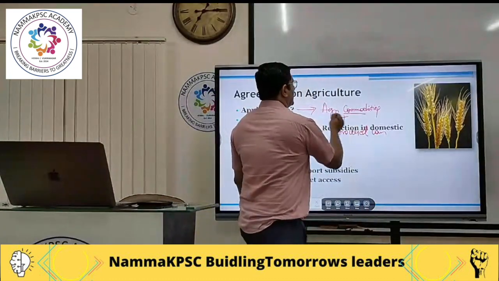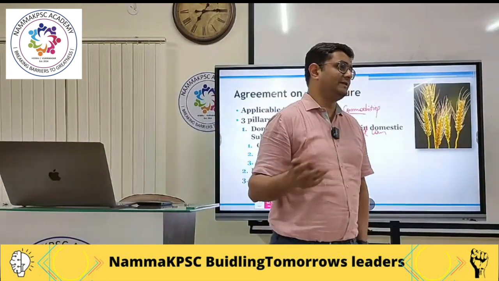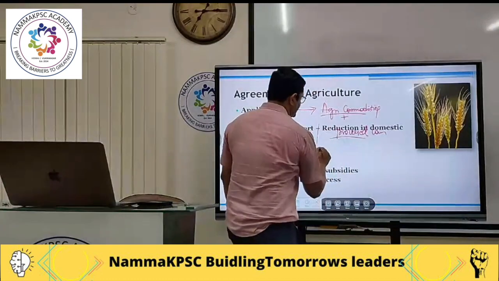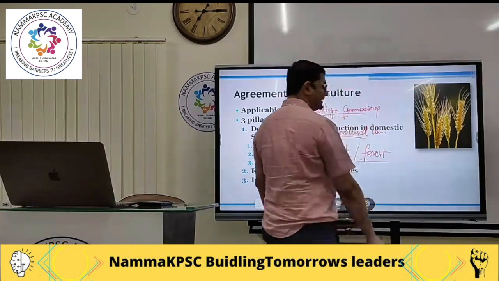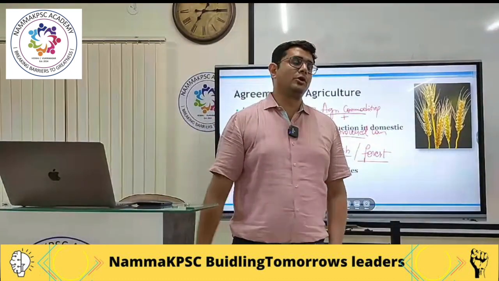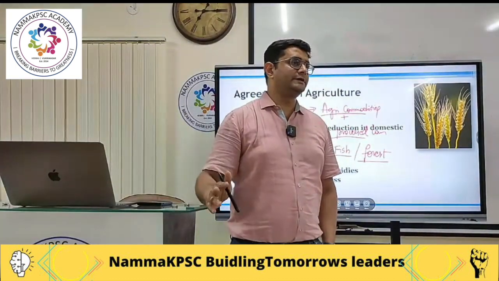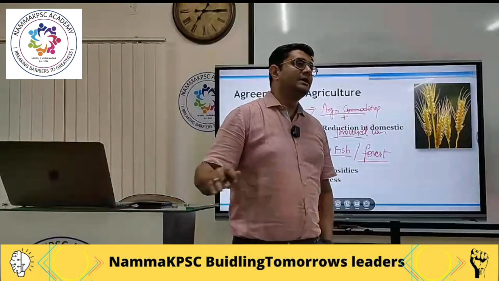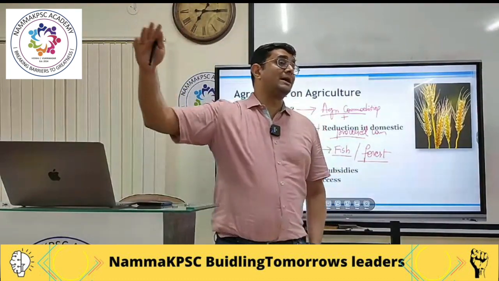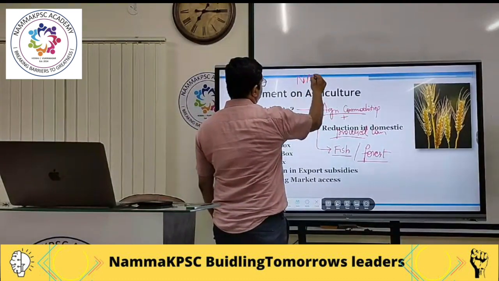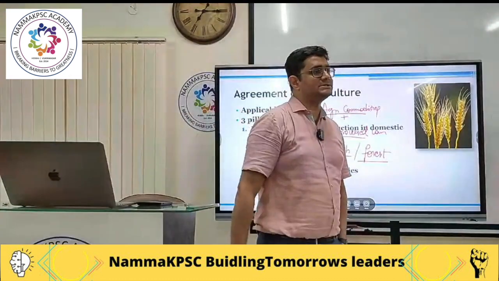So it includes even meat, milk, everything. It does not include fish. It also does not include forest products. So fishery, fish and fish related products, forest and forest related products are exempted, are not part of this agreement on agriculture. There is another agreement which is under negotiation called non-agricultural market access, NAMA. Fish and forest products are being discussed there.